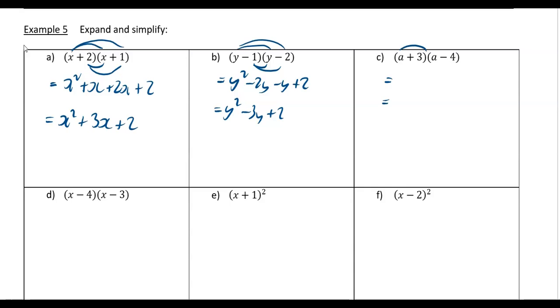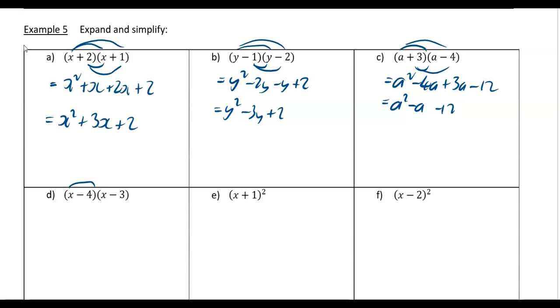Okay, next one, you have a times a is a squared. A times minus 4 is minus 4a. 3 times a is 3a. And 3 times the minus 4 is minus 12. And again, tidy up. Your a squared term and your minus 12 term stay the same. Minus 4a plus 3a is going to be minus a.